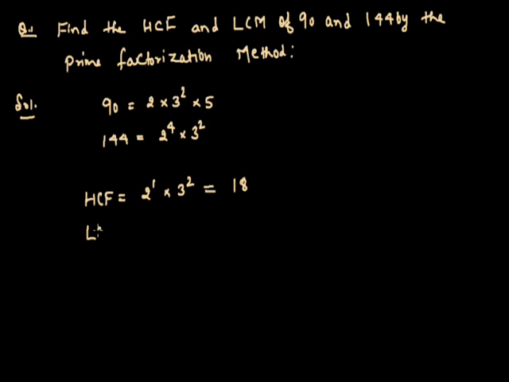Now we will find the LCM. Here the LCM will be 2 to the power 4 multiplied by 3 to the power 2 multiplied by 5. So this will be equal to 720. So the LCM of these two numbers is 720. Next problem.